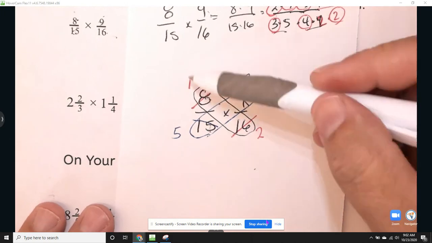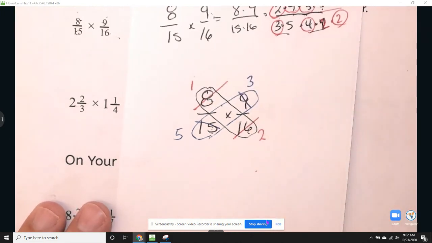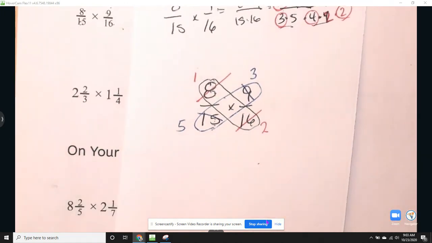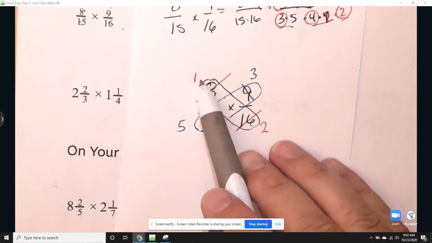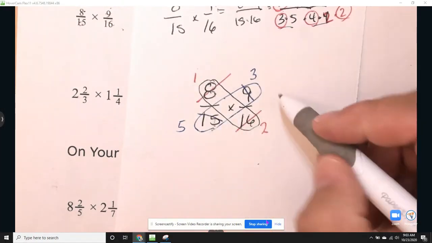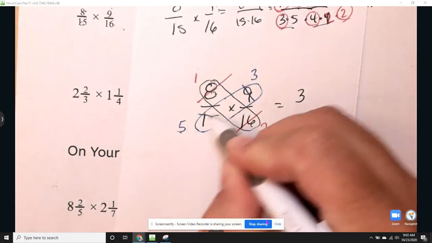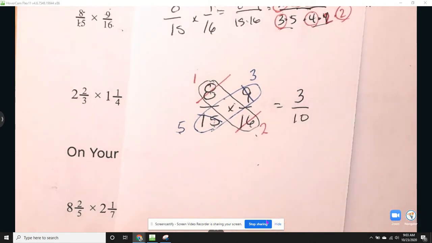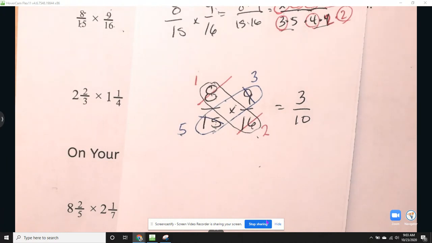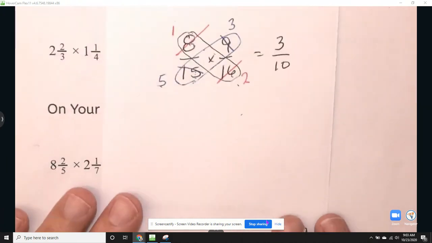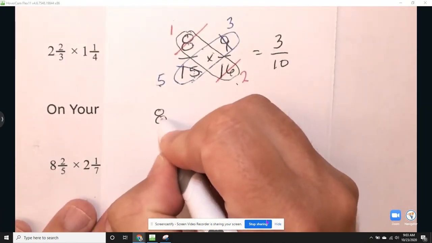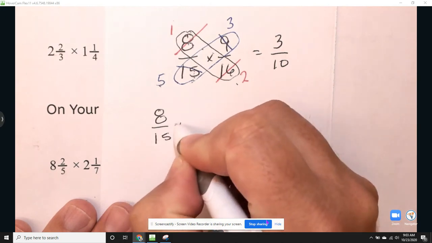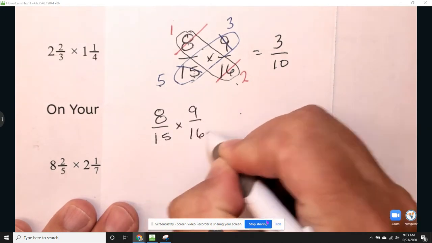And then I don't have any, between either numerators or denominators, any more numbers that I can divide by. So then I can do my multiplication, numerator times numerator over denominator times denominator. So my 1 times 3 is 3, and my 5 times 2 equals 10. And I get 3/10.